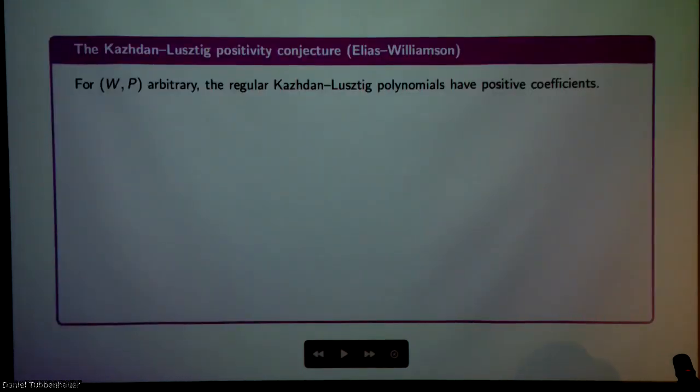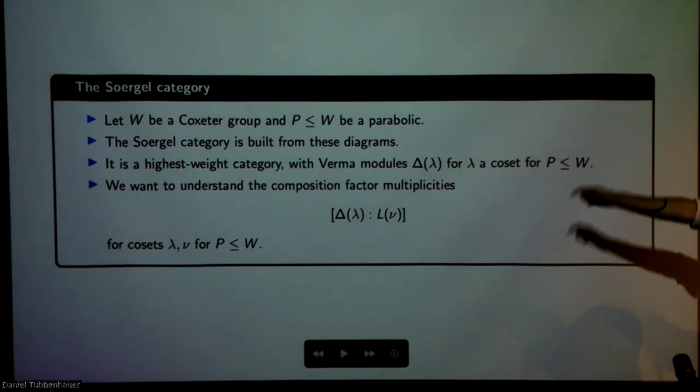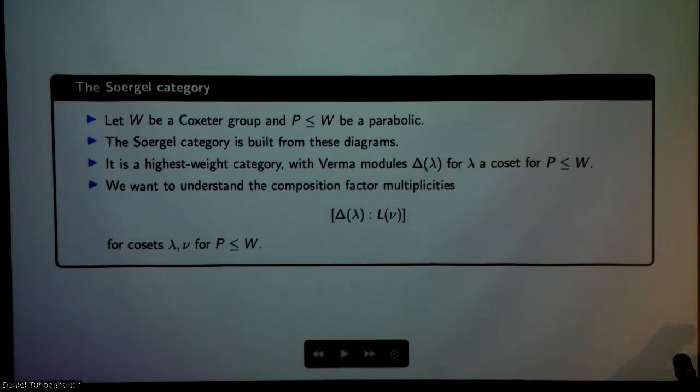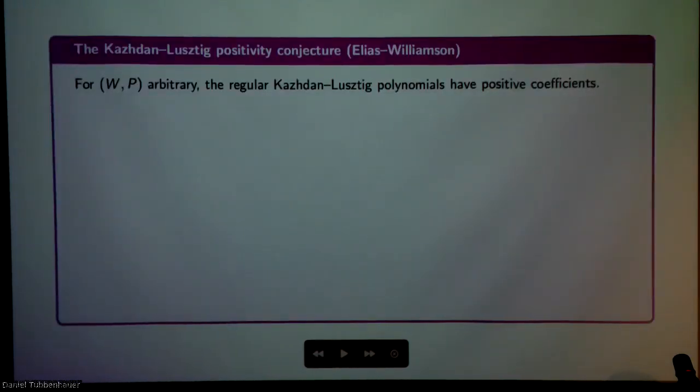Does anyone have any questions at this point about what we're up to? Okay. So we're looking at Zergel categories and their composition factor multiplicities. So here is an example of what Categorification Hecke categories have done for us.